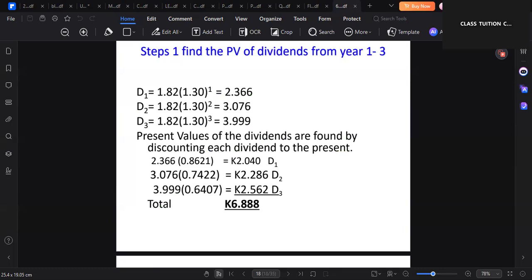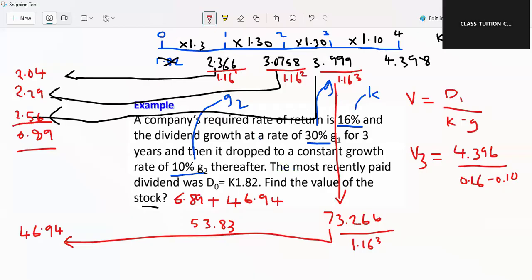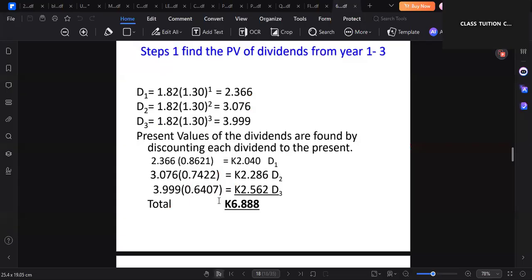So what did we do? I produced the dividends for year 1, year 2, year 3, then discounted them by 1.16 to the power 1, 2, and 3. When I took them there, these are the discounted values I have. So we have 6.89. This is the value of the dividends for the first phase. Is that clear? This is how we got the total for phase 1.